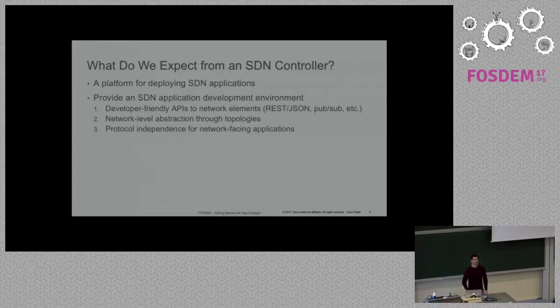You're going to need to have some abstractions because you're not going to want to worry about what the underlying network topology is. You want it to abstract that away from you. And you also don't want to be worrying about protocol independence. We mentioned that you could use OpenFlow, but there are a lot of other protocols you could be using. And at the application level, you don't want to care or know or worry about those details.